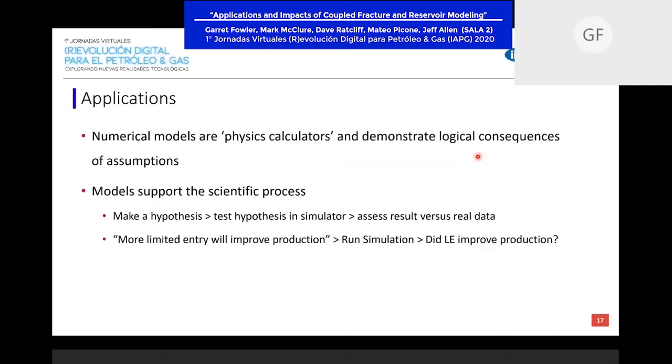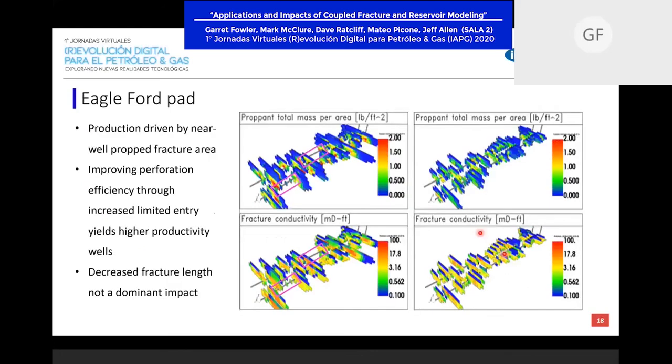So again, returning to how do we use these models, they're physics calculators. We can test hypotheses. So an example would be, you think that more limited entry might improve production. Well, you can increase the limited entry in the model, run the simulation, and then assess, did it actually improve production? And importantly, then answer why. So that's an example of that first data set that was published in the prior SPE paper.